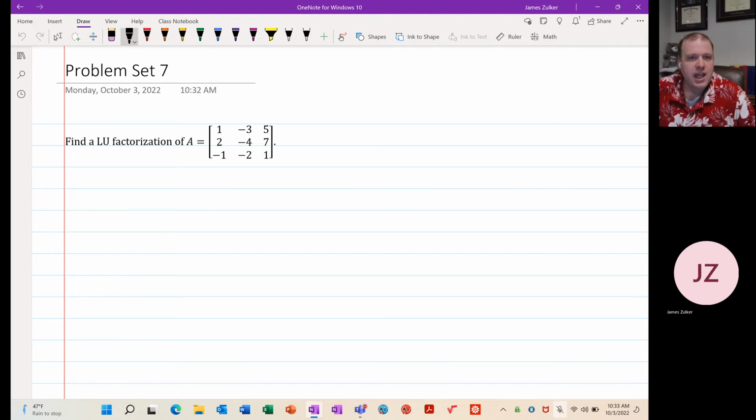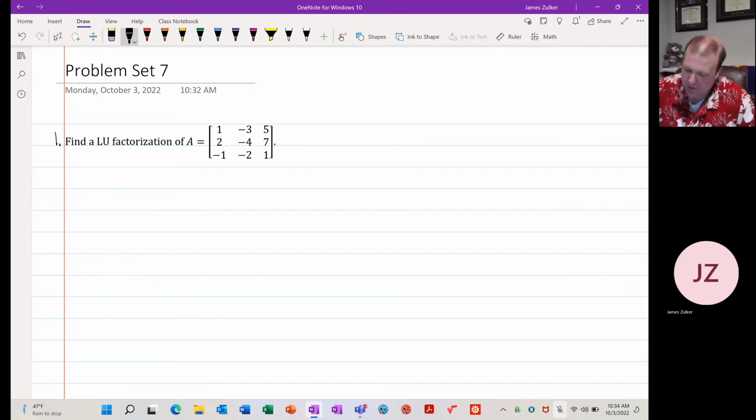Today, we are going to be looking at LU factorization or LU decomposition for a matrix and how we can use this to solve a system of equations. So we're asked to find the LU factorization for this matrix A.